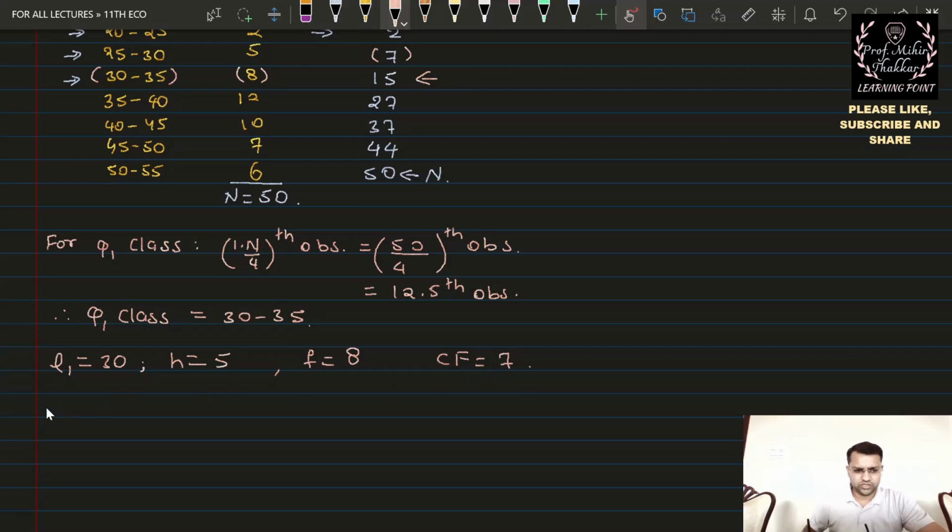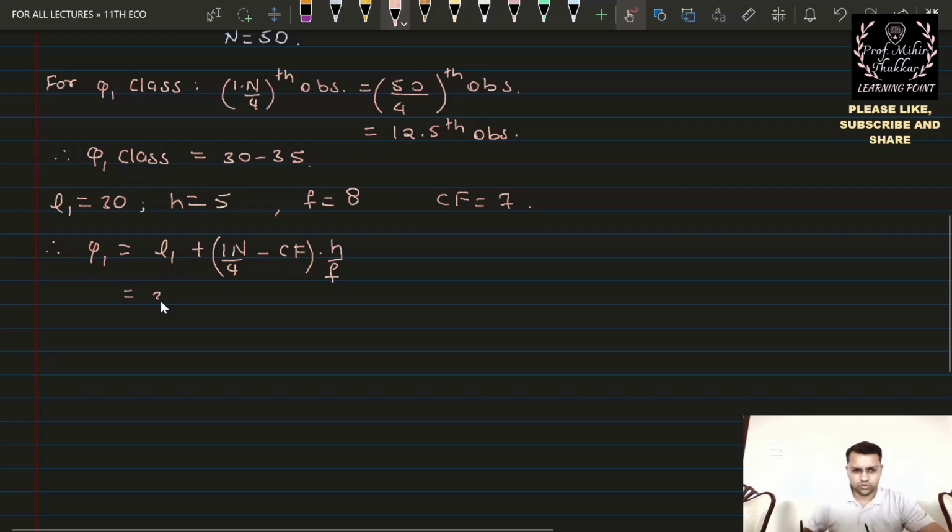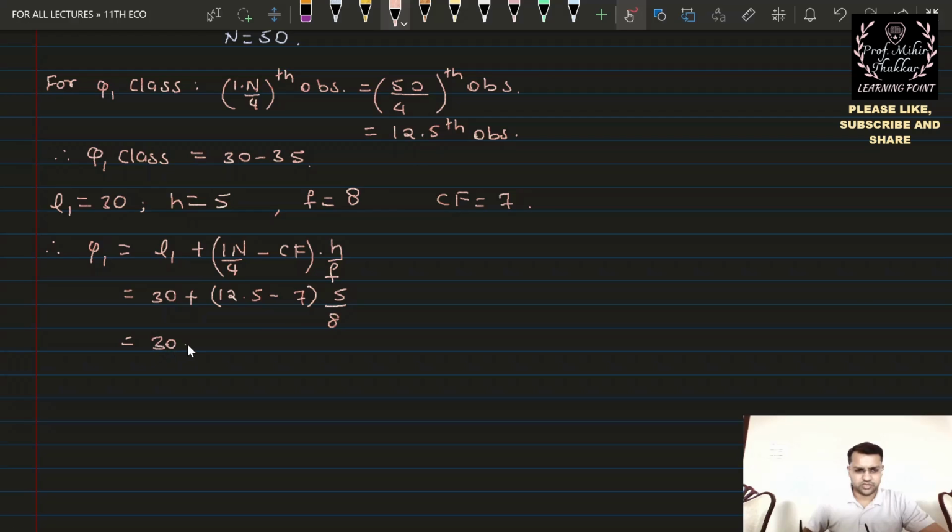So substitute all the values in the respective formula. Q1 is equal to L1 plus 1n upon the 4 value minus Cf multiplied by h by f. L1 over here is 30 plus 1n by 4, we have calculated 12.5 minus Cf, so minus 7 multiplied by h by f, so it is multiplied by 5 divided by 8. So when you subtract 12.5 and 7, you get over here 30 plus 5.5 multiplied by 5 divided by 8.